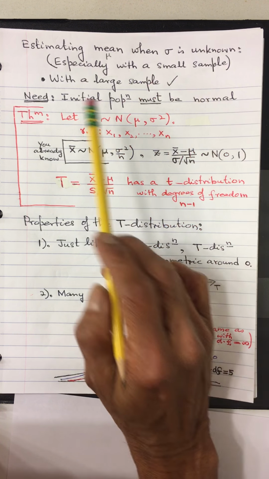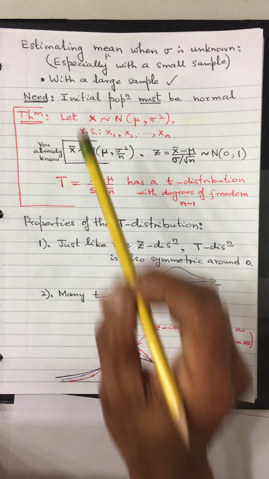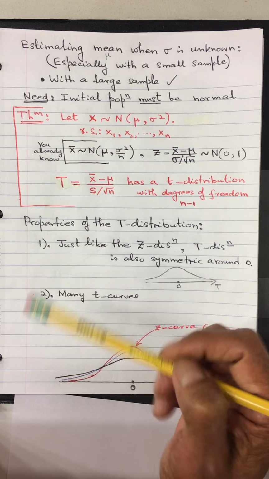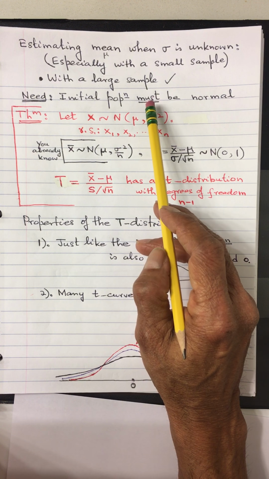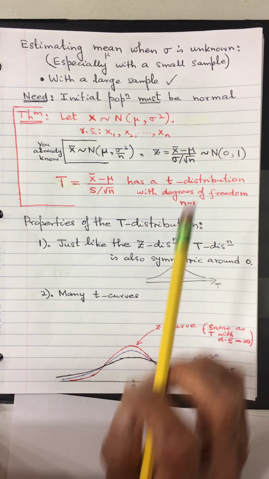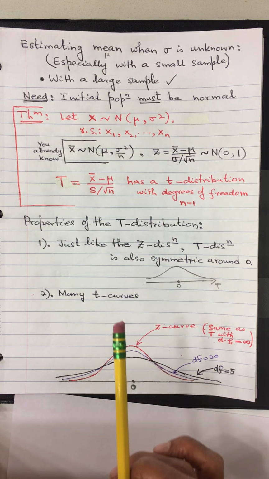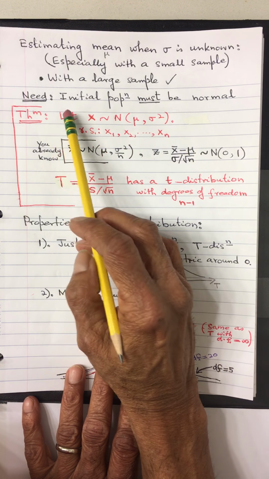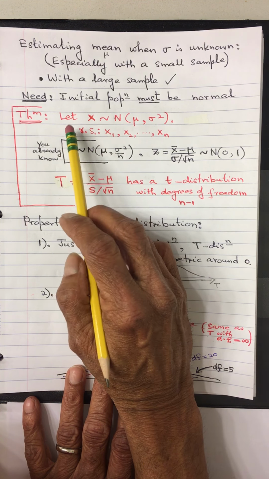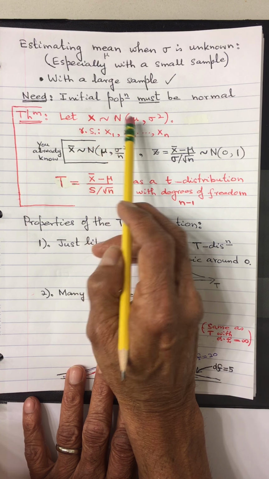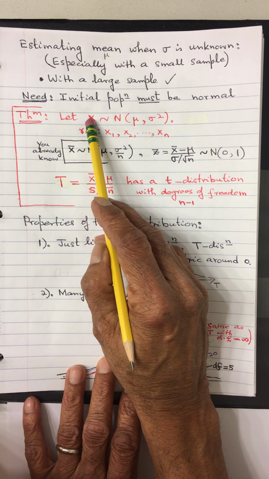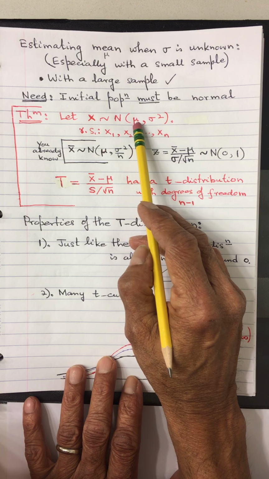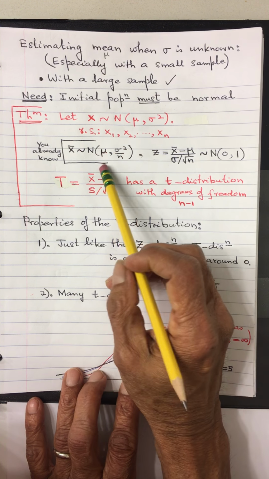is unknown. So we need one extra assumption. The extra assumption is that the initial population must be a normal distribution. Okay, initial population. So this is the theorem. Suppose x has a normal distribution. Pretty much this is the initial distribution. Say x has a normal distribution with mean mu and variance sigma squared.